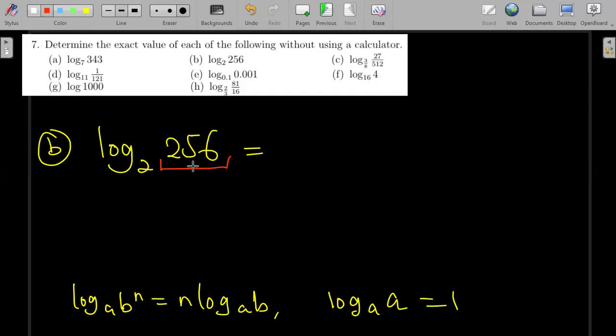Okay, so you should be thinking in those ways. So this is just algebra, the first topic that we did. So 2 to the power 8. You can try it on your calculator. It's going to give you 256.